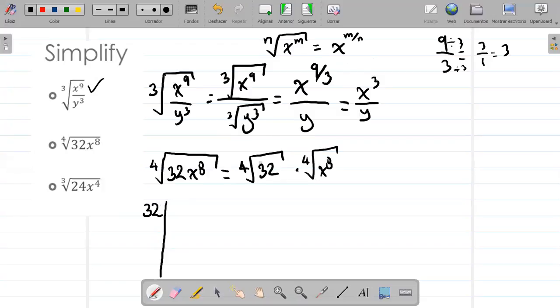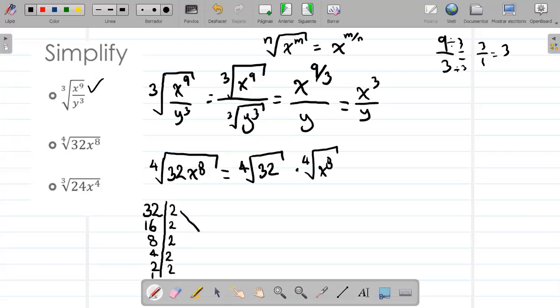By 2. So it means that it has a half. The half of that is 16. 16 is divisible by 2, which gives 8. Now, 8 is divisible by what? By 2 again, and the half of that is 4. These have a half too, which is 2, and these have a half, which is 1.